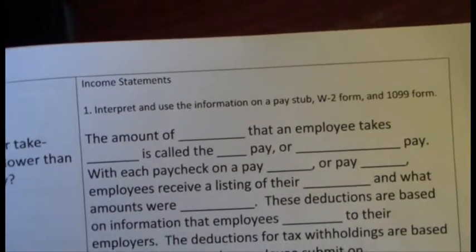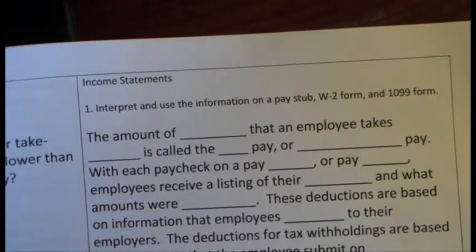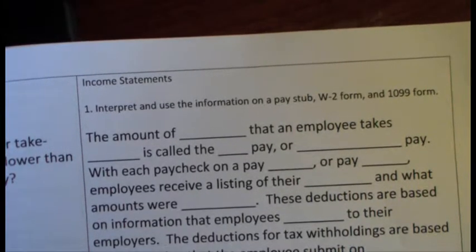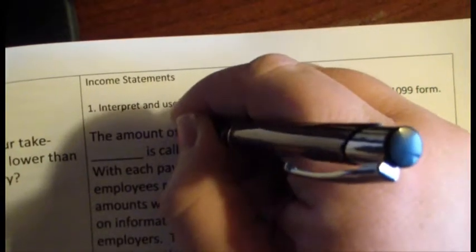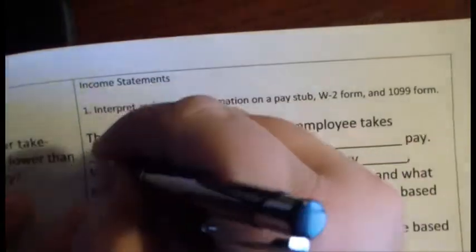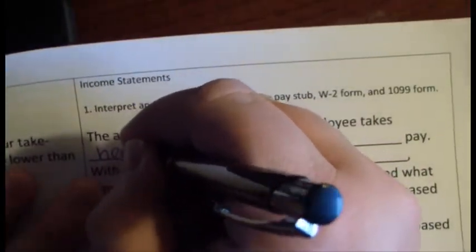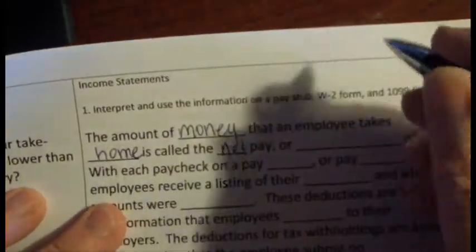Income statements. Our objective is 1. Interpret and use the information on a pay stub, W-2 form, and 1099 form. So why is your take-home pay lower than your salary? Well, the amount of money that an employee takes home is called the net pay or take-home pay.